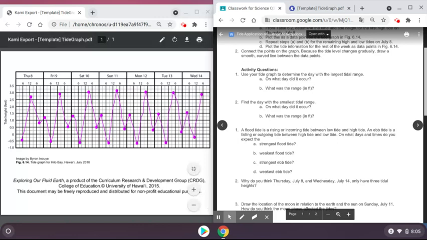Number 2, find the day with the smallest tidal range. The smallest difference between our high tide and our low tide. And you're probably going to want a calculator on that one as well. But if we're looking at these points, these are also high tide and low tide. Remember, when we experience tides in 24 hours, we have two high tides and two low tides. So this is our highest high tide, but this is also a high tide.